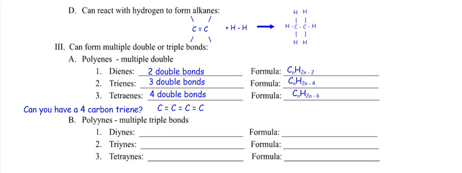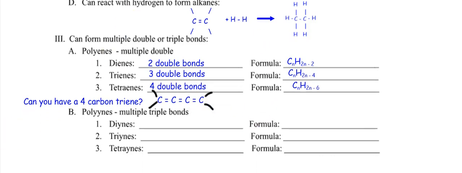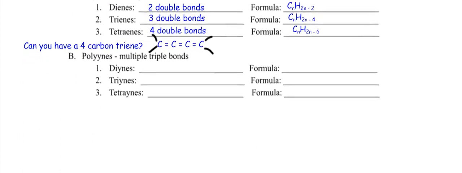And where will those hydrogens be? 1, 2. Does this one need any hydrogens? No, it already has 4 bonds. Does this one need any hydrogens? No, it already has 4 bonds. Does this one need any hydrogens? Yes, it only has 2 bonds. So there's my 3, 4 hydrogens. So yeah, that's not a problem. That works very nicely. So then we have something called dienes.